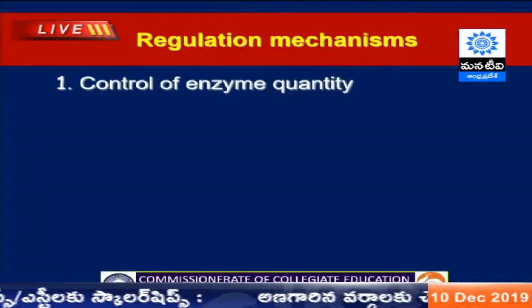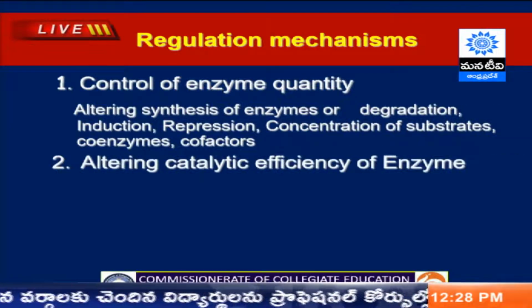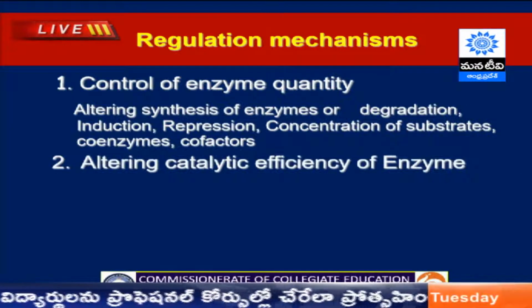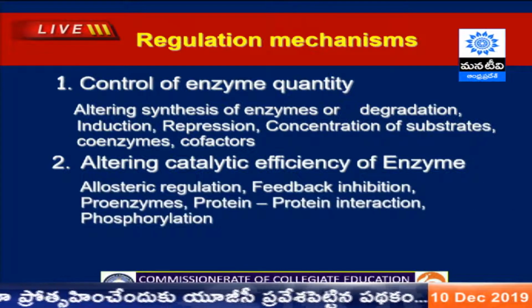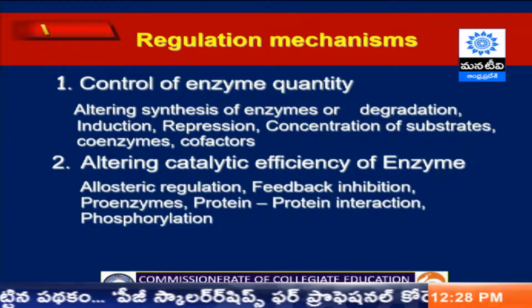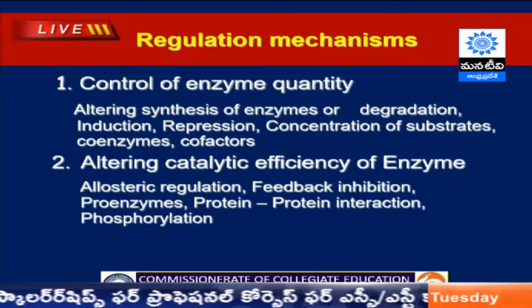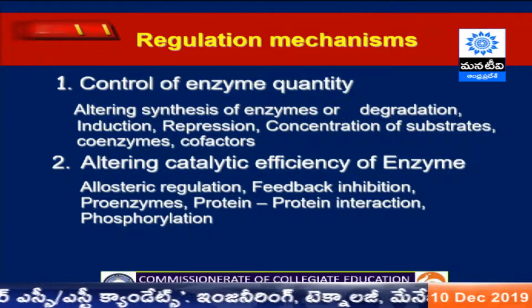So, there are generally two methods for the regulation of the mechanism. One is control of the enzyme quantity and the other one is altering the catalytic efficiency of the enzymes. So, in the upcoming slides we will go through them one by one.